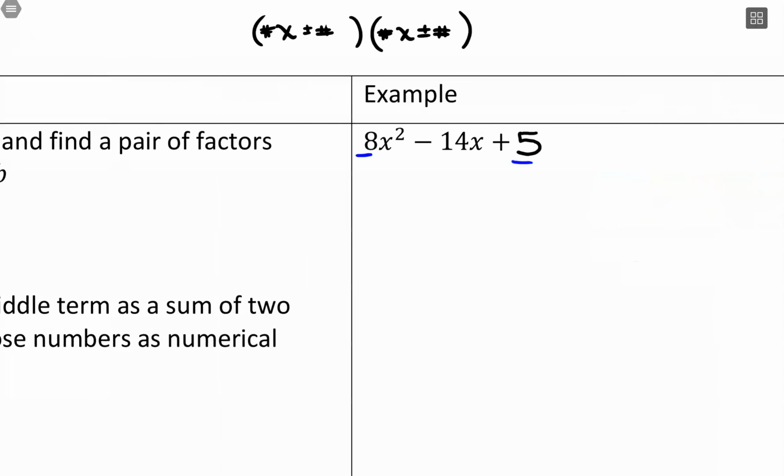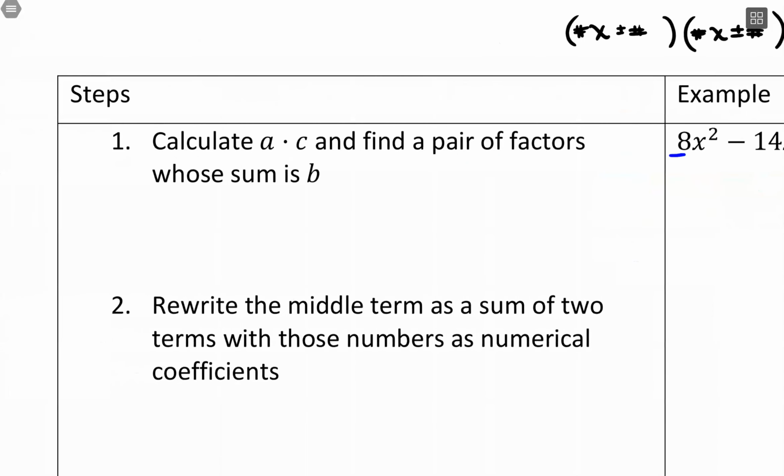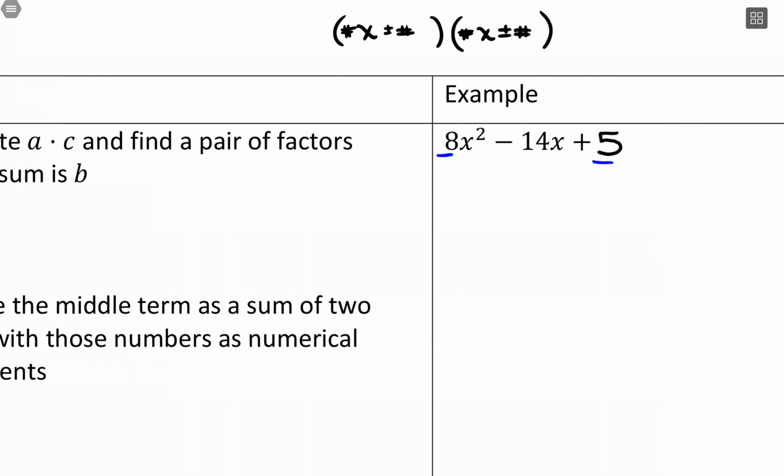So that's our first step. Calculate a times c, and then find a pair of factors whose sum is b. So that's what we did right there.